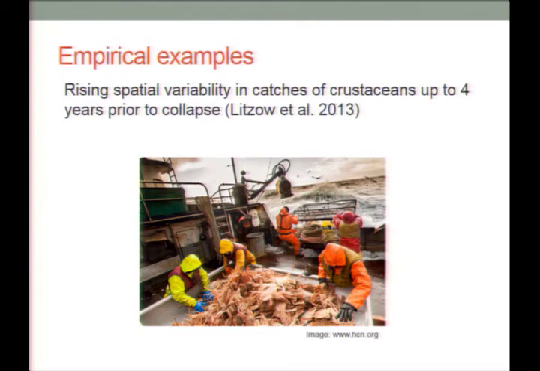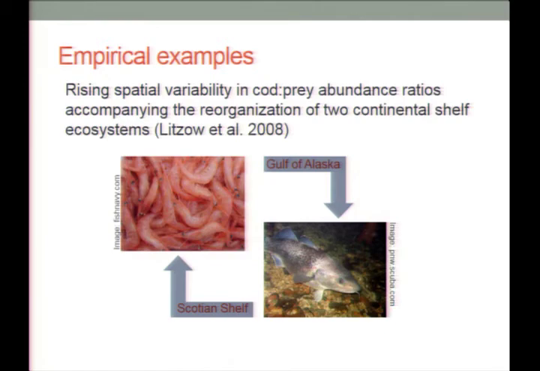One of my colleagues, Mike Litzow, and some of his co-authors published a study where they found rising spatial variability in catches of crustaceans up to 4 years prior to a collapse. Mike and a similar group of co-authors also documented rising variability in cod prey abundance ratios accompanying the reorganization of 2 continental shelf systems. This includes the Gulf of Alaska and the Scotian Shelf, where we have observed changes from a crustacean-dominated community to a cod-dominated community in the Gulf of Alaska following a large climate regime shift there, and a shift from cod-dominated to crustacean-dominated in the Scotian Shelf, largely due to overfishing.